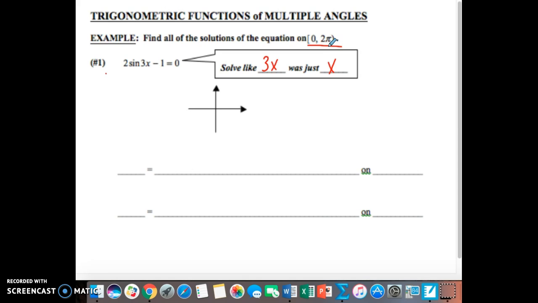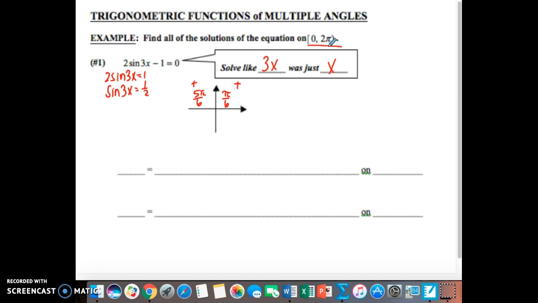So we're going to add 1 to both sides. Then we have 2 sine of 3x equals 1. Divide by 2. Then we have sine of 3x equals 1/2. We know that an angle measure that gives a sine value of 1/2 is pi over 6 in the first quadrant where sine is positive, and sine is also positive in the second quadrant where that angle is 5 pi over 6.